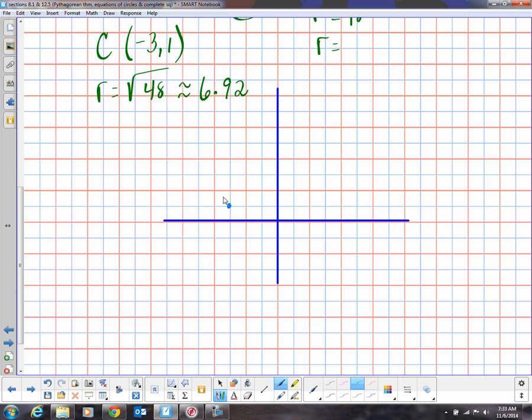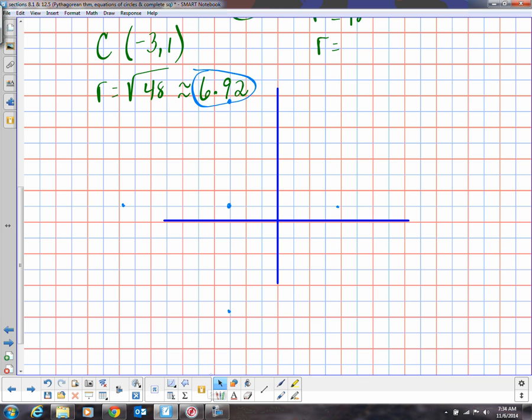Now, from here, I'm going to take my radius. I'm glad we have a decimal because you might have to graph decimals. What you're going to do is go 6.9 units left, right, up, down. So this is 1, 2, 3, 4, 5, 6.9 is close to 7. We do the same in each direction, counting 1, 2, 3, 4, 5, 6.9.